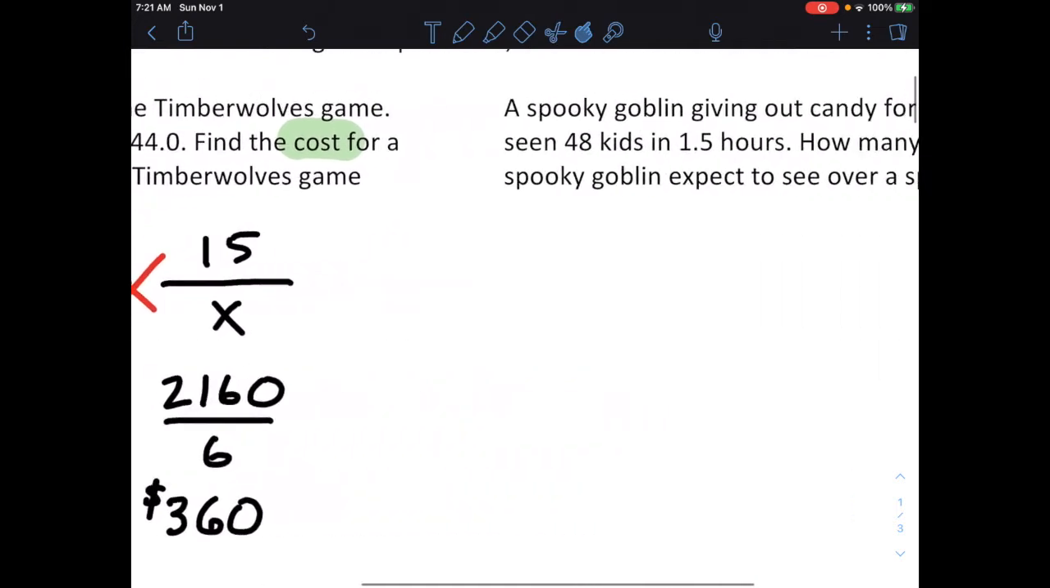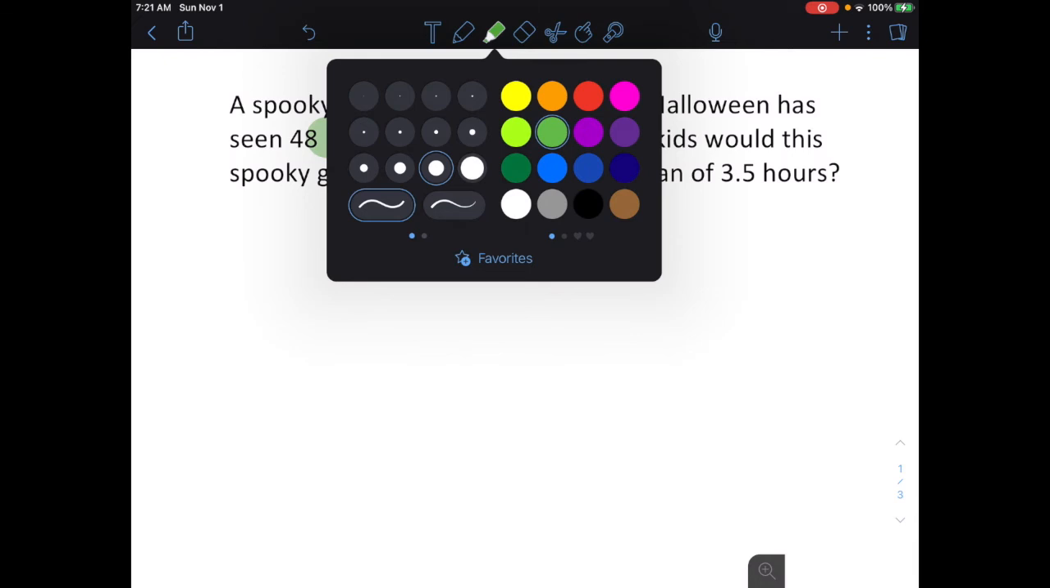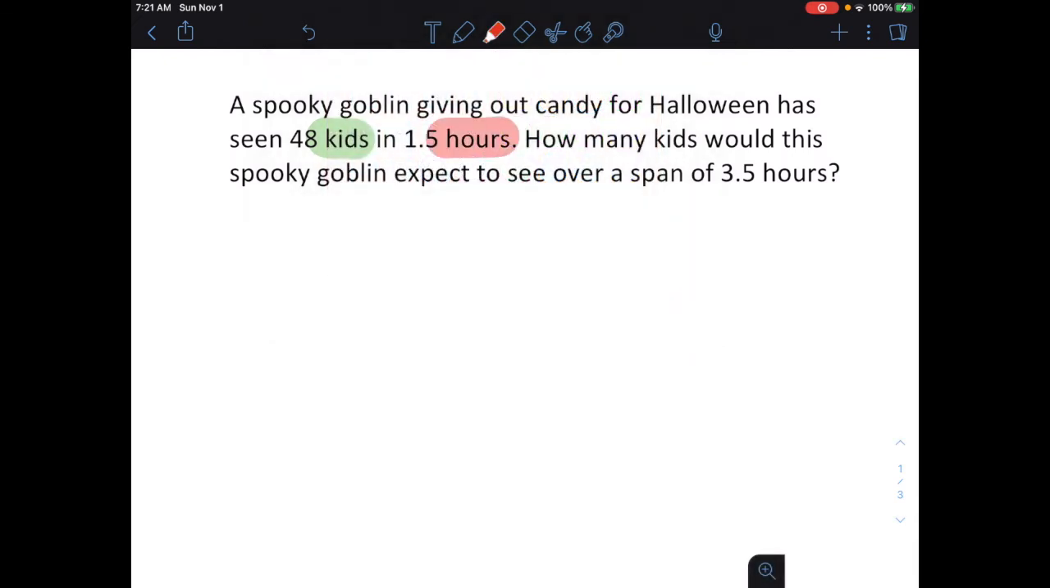All right, let's look at another example. This one's about Halloween, the holiday that just happened. All right, it says a spooky goblin giving out candy for Halloween has seen 48 kids in 1.5 hours. All right, so I'm going to stop there because this is a point where I can identify the two things that are being compared, kids and hours. All right, so I'm going to go ahead and create a fraction with kids and hours.